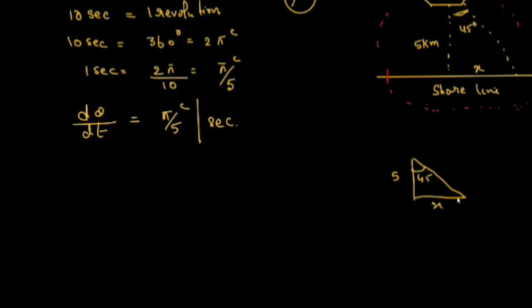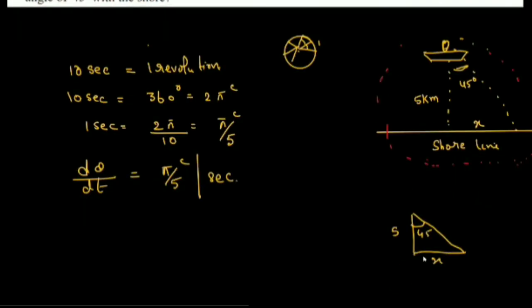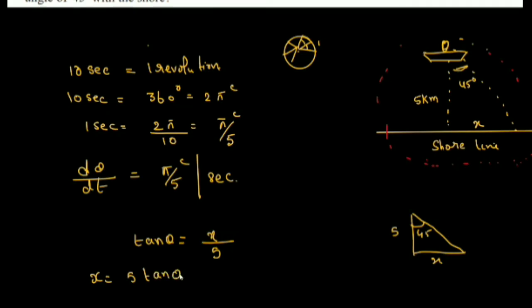So the question is how fast is the beam moving along the shoreline. The shoreline is a straight line. So you have to form a relation between this x, 5 and 45 degrees, like the previous sum we did, where area is equal to pi r square. We connected them, the same way we have to connect these three things. We can use tan theta, which is opposite by adjacent, so tan theta is x by 5. So x is equal to 5 tan theta.